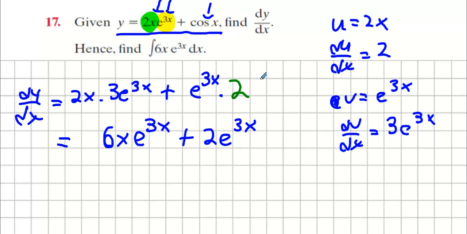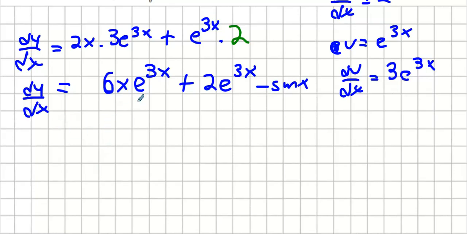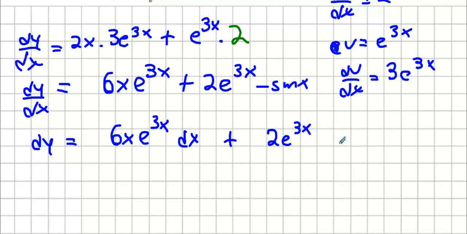What does cos turn into when you differentiate it? We all agreed on minus sign? And are we all happy that that's dy dx? Now, what I'm going to do is I'm going to cross multiply up the dx now. So it's going to be dy equals 6x e to the 3x dx. It's going to be 2 e to the 3x dx. And then it's going to be minus sine x dx.